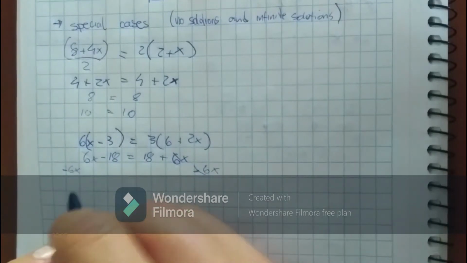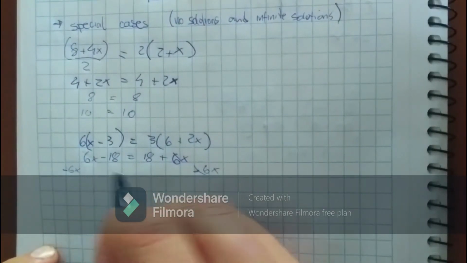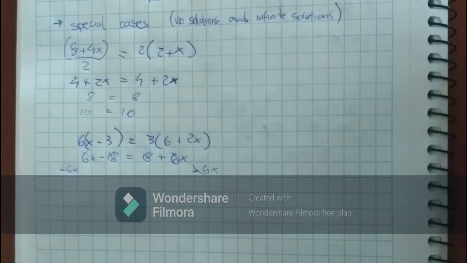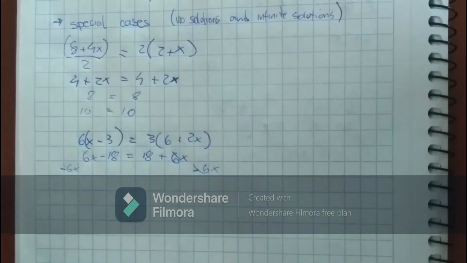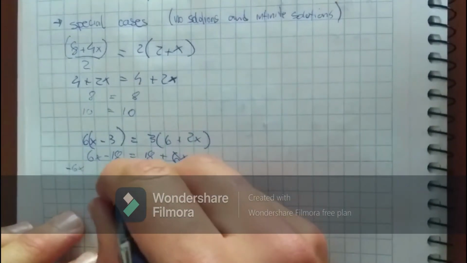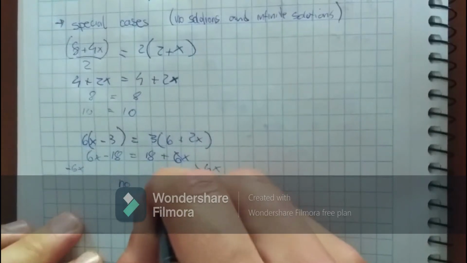If I plug in 2, 6 times 2 is 12. 12 minus 18 is negative 6. 12 plus 18, well, that's plus 30. Negative 6 is not equal to 30. If I plug in 4, 4 times 6 is 24. 24 minus 18 is positive 6. 24 plus 18, well, that's 42. Well, that's not true either. This is a special case. There is no possible solution.